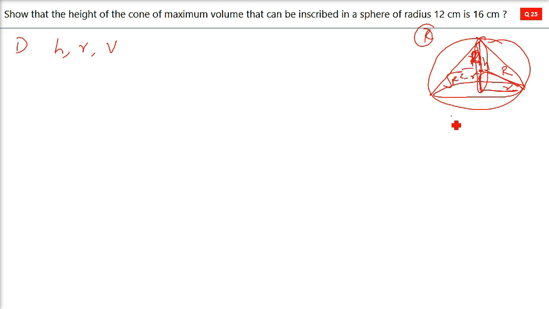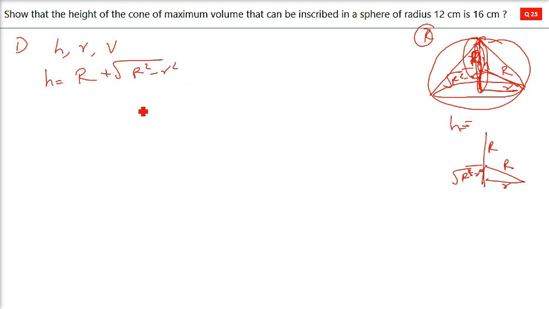Okay. How about this height? See, let me just write it here. H equals, from here to here it's capital R, and from here to here it will be the square root of capital R square minus small r square, because we are using the Pythagoras theorem. This whole height I am talking about: R plus under root R square minus r square. So this question is already done, that's why I am doing it quickly. So h equals R plus under root R square minus r square. So h minus R will be equal to under root R square minus r square.